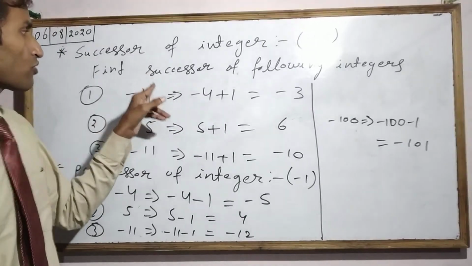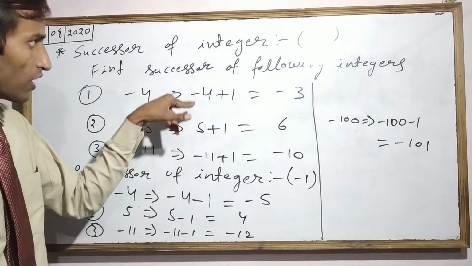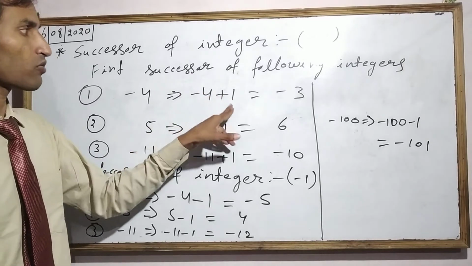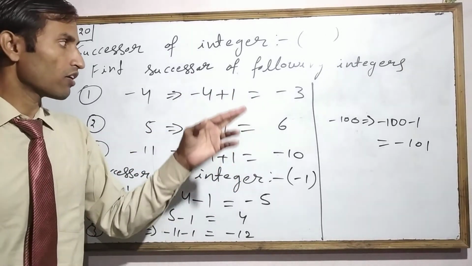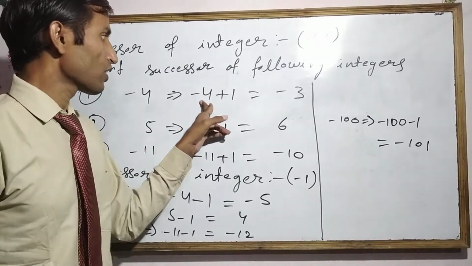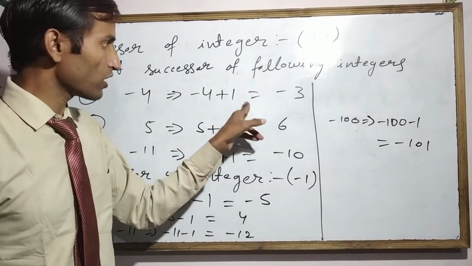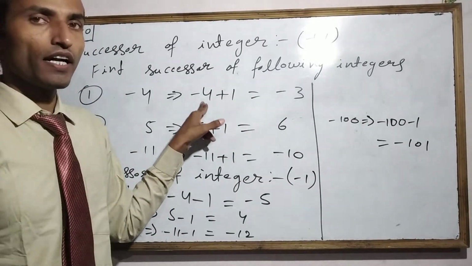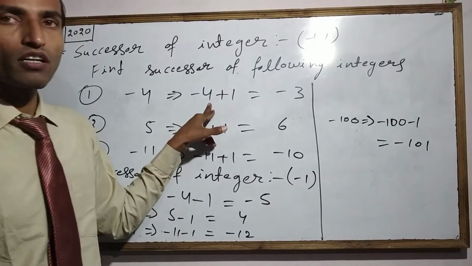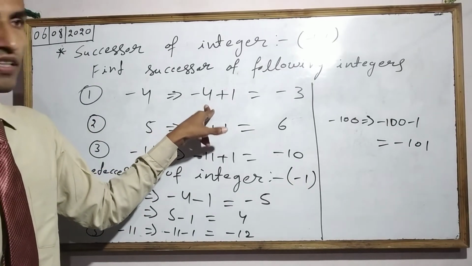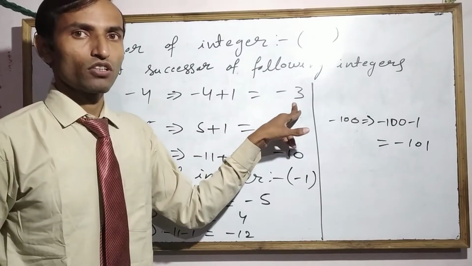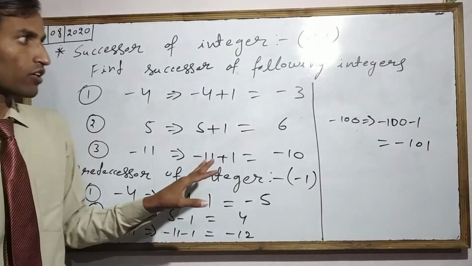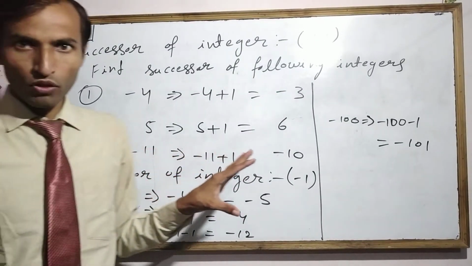In minus 4, we have to find the successor of minus 4, but we have to add here. Sometimes the students will write 4 plus 1 equals 5. That will be wrong because the minus sign is also given. So minus 4 plus 1 will get minus 3, because we have to subtract only, and the sign will depend on the value. Here minus 4 is greater, that's why the answer will come in minus only. Okay, like that we have to be careful while doing calculation.